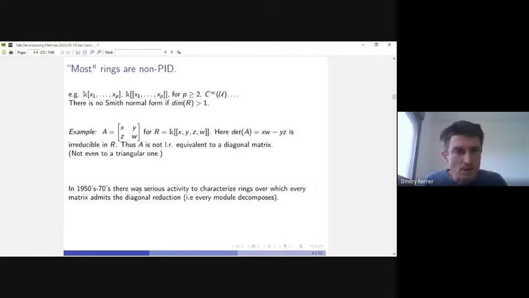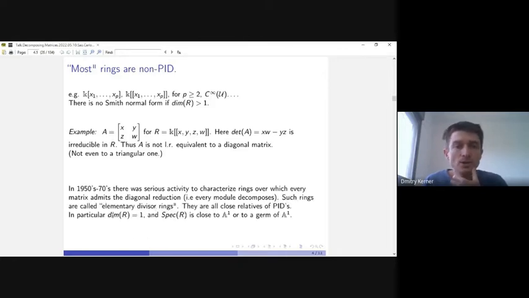Now, about the Dedekind rings and others. In the 50s and 70s, there was serious activity to characterize rings where Smith normal form exists. So you don't need a PID. There is a broader class of rings where Smith normal form exists, where you can always achieve diagonal reduction. Such rings are called elementary divisor rings. But still, they are all close relatives, and they are all, in some sense, of dimension 1.